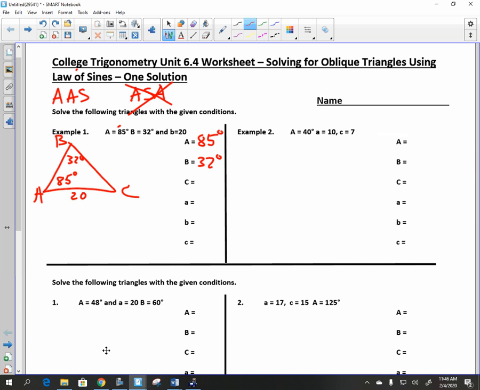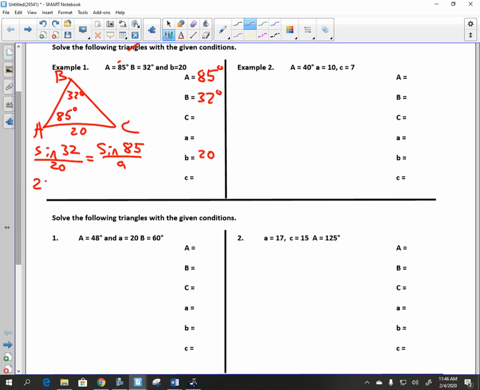I know that side B is 20. I go sine of what over what? Sine of 32 over 20 is equal to sine of 85 over, is it over A or C? It's over A because I'm looking at its opposite side. I cross multiply to solve. I get 20 sine of 85 is equal to A sine of 32. It's the only time I'm going to write it out like that.